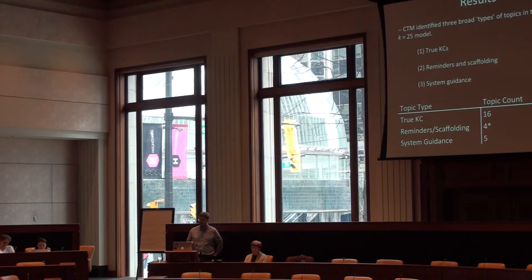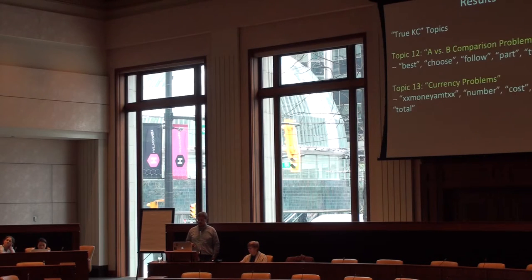And then I've got counts of what showed up at the bottom. So by and large, we're finding true knowledge components, which is great. That's what we want to see. But then we've also got some of this extra stuff coming in. And so we'll work through some of what these different topics look like.